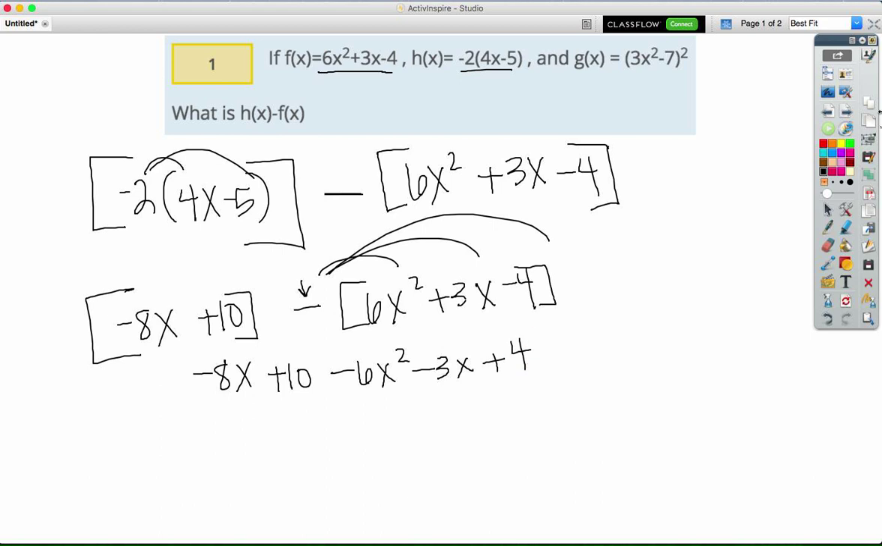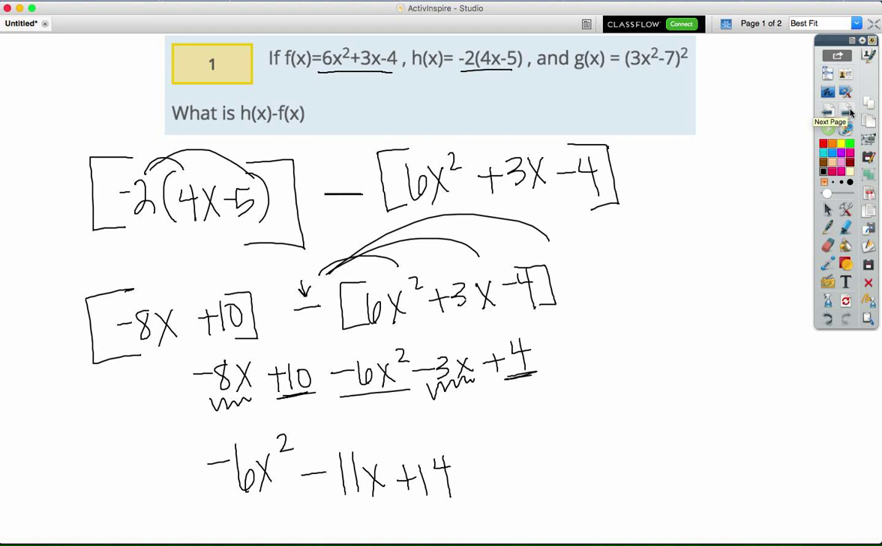And then when we combine like terms, I only have one term that has an x squared, so it's going to stay negative 6x squared. Then we have negative 8x minus 3x, so negative 8 minus 3 is negative 11x. And then 10 plus 4 should give us a plus 14 at the end.